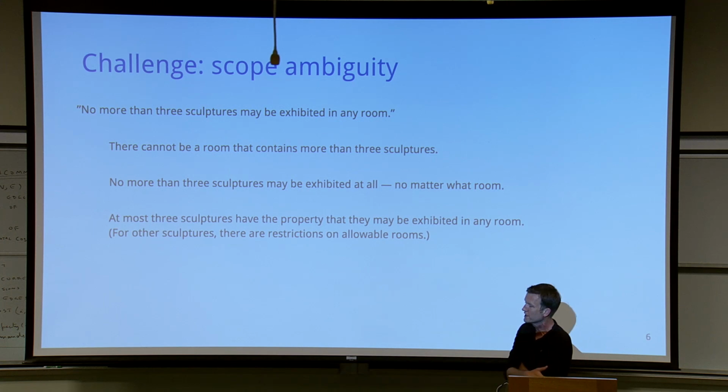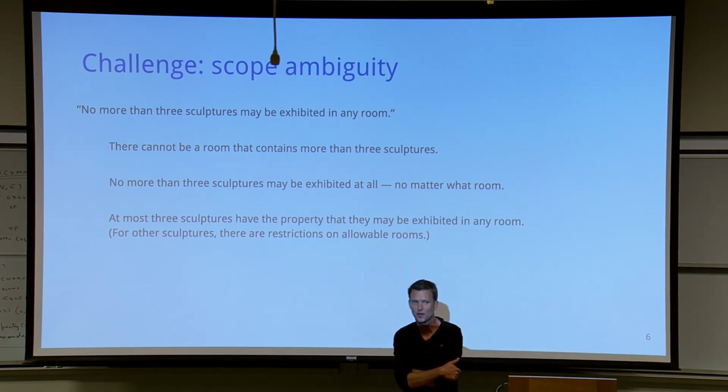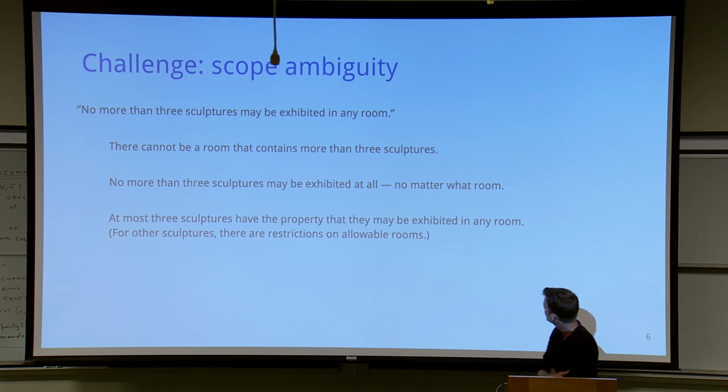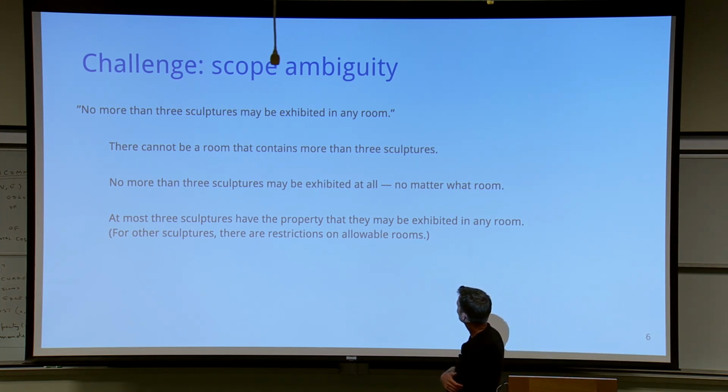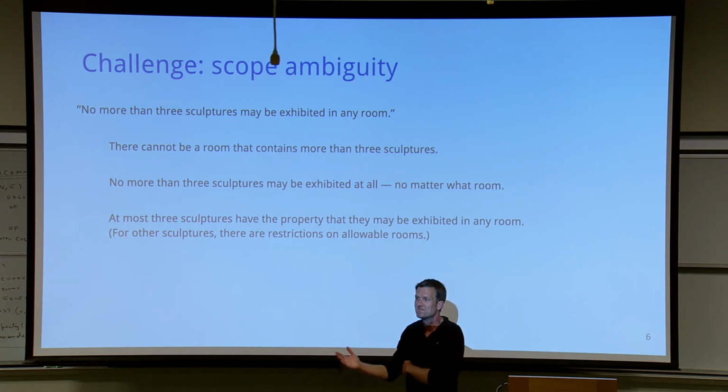There's actually a third reading, which I think is even harder to get to, but I claim is still a plausible reading of the first sentence. And that one is, at most 3 sculptures have the property that they may be exhibited in any room. For other sculptures, there are restrictions on allowable rooms. So go back to that first sentence now. No more than 3 sculptures may be exhibited in any room. The other ones have restrictions, right? That's a plausible reading. It's not the most obvious reading, but it's a plausible reading.